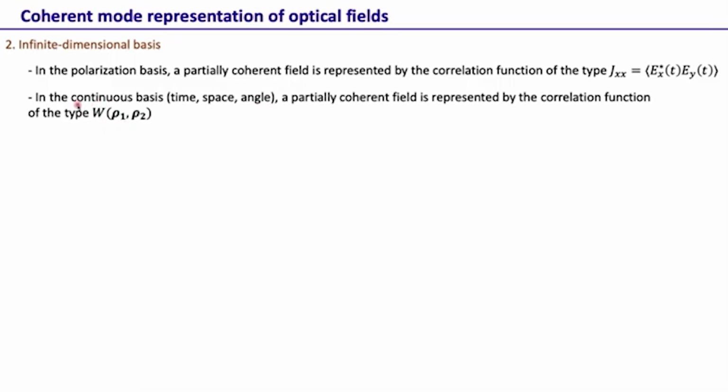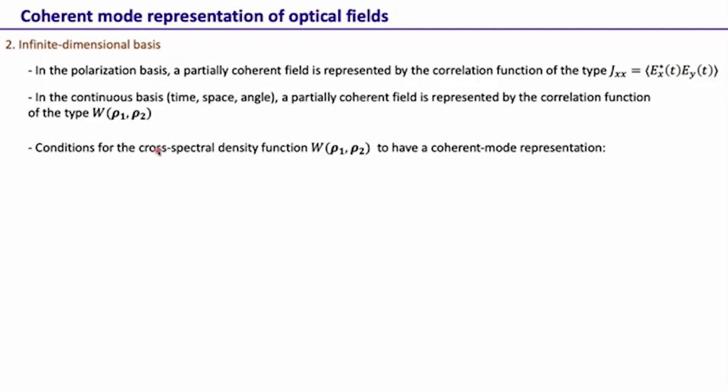So the point is that if it's a perfectly coherent field, then we represent it as an electric field, but if it's a partially coherent field, then we have to go to the correlation function, which is the product of the fields, in which one is complex conjugate, and that product we ensemble average. So it's the same quantity here.